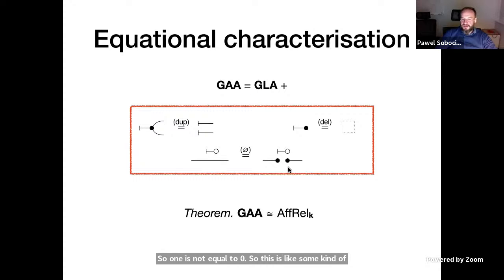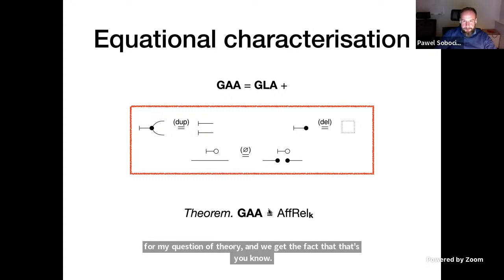So if I have false, then I can break wires. And that turns out to be sufficient. That equation turns out to be sufficient for my equational theory. And we get the fact that this is now a diagrammatic syntax for affine relations.